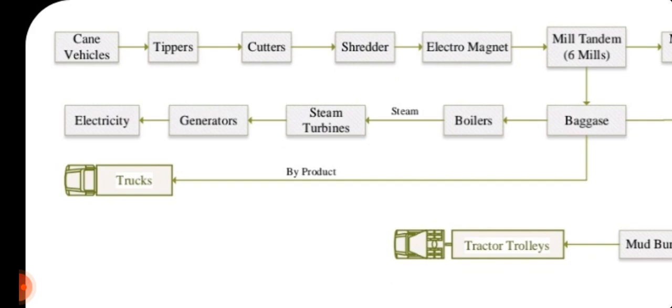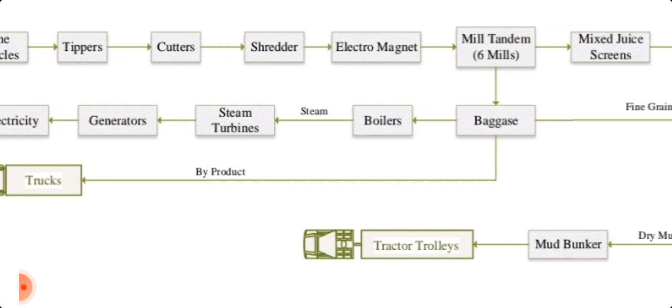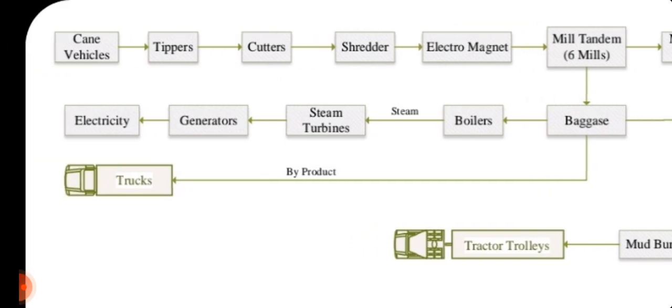First step, bagasse from the mill tandem is separated and juice is separated. This process is the mixed juice screens. Juice goes to the mixed juice screen and, downward, bagasse goes to the boiler. The boiler makes steam, the steam runs the turbine, the turbine runs the generator, and the generator produces electricity. And the remaining bagasse from the sugar industry goes through trucks to different places, different industries, for power generation and other purposes.